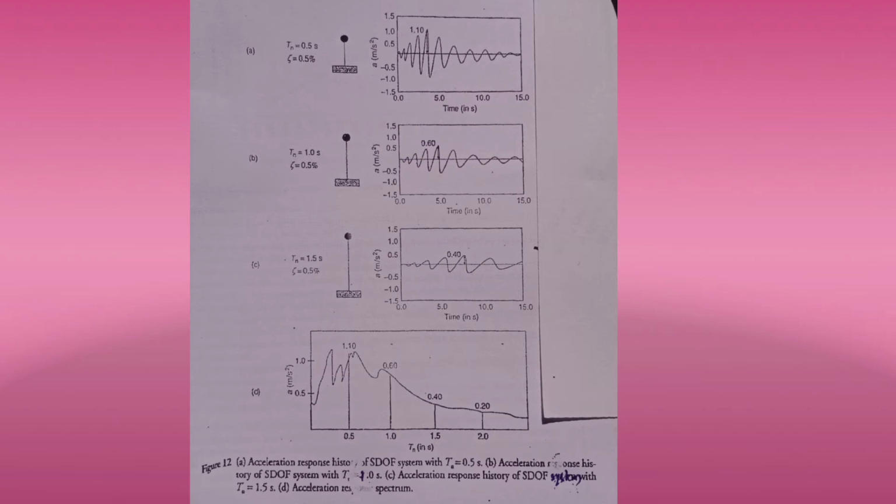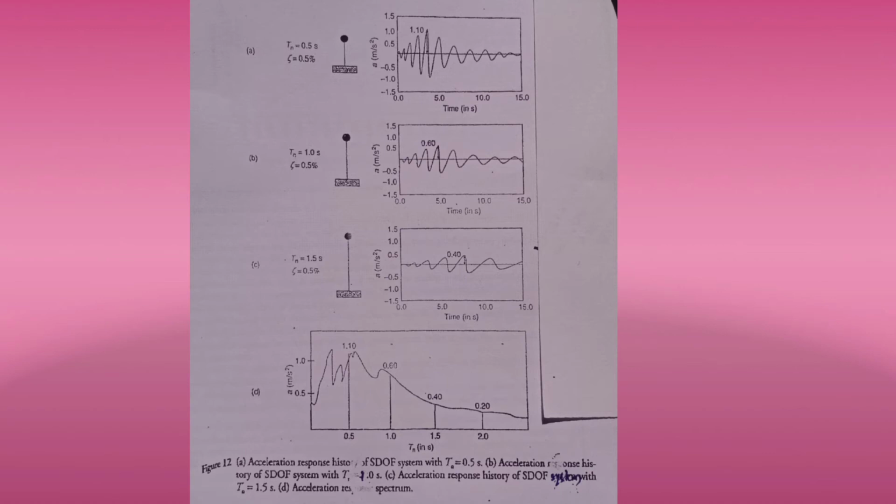figure or bottommost chart that shows the plot of the response spectrum. The figure number is 12D. You can see the bottommost figure is the total response spectrum for three given response histories. The first one and A, B, C are the response histories. As you know, the response spectrum is the summarization of response histories.